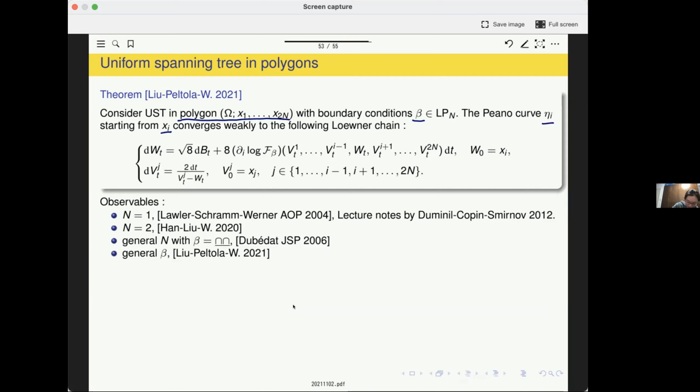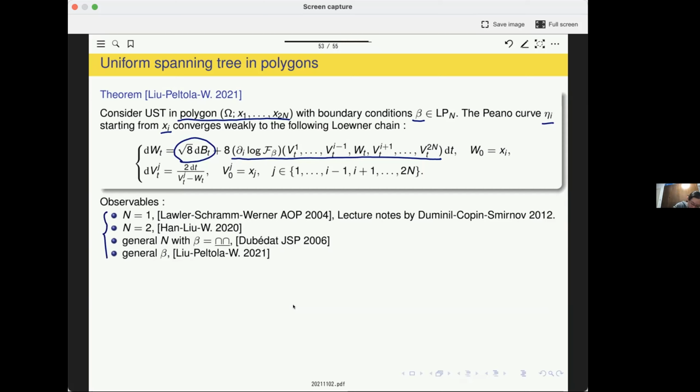So here is the interesting part. The square root term is the same as for SLE_8. And then here is the drift term. The drift term is given by partial_i log of the Coulomb gas integral. So in order to derive this precise limit of the Peano curve, we need to figure out a proper observable. For the observables, here I summarize what happens for the uniform spanning tree.